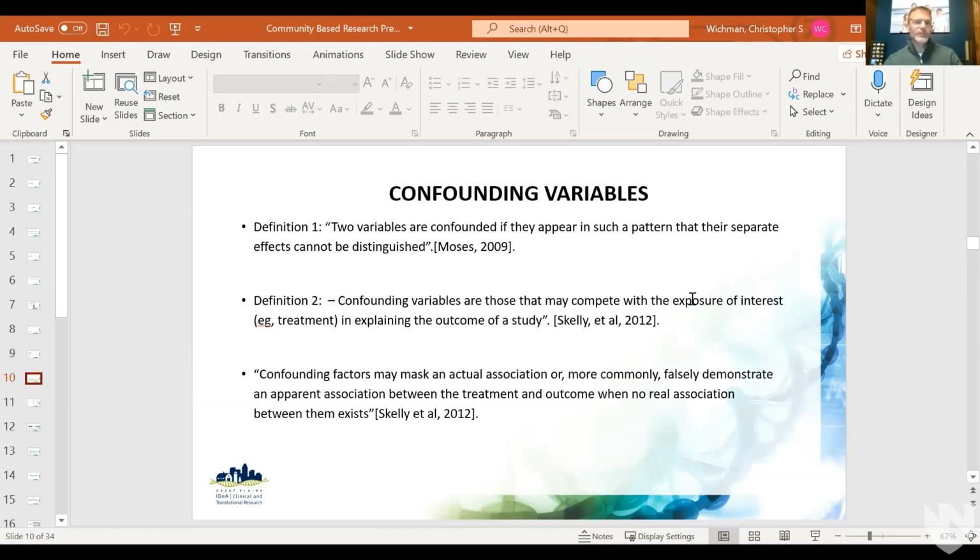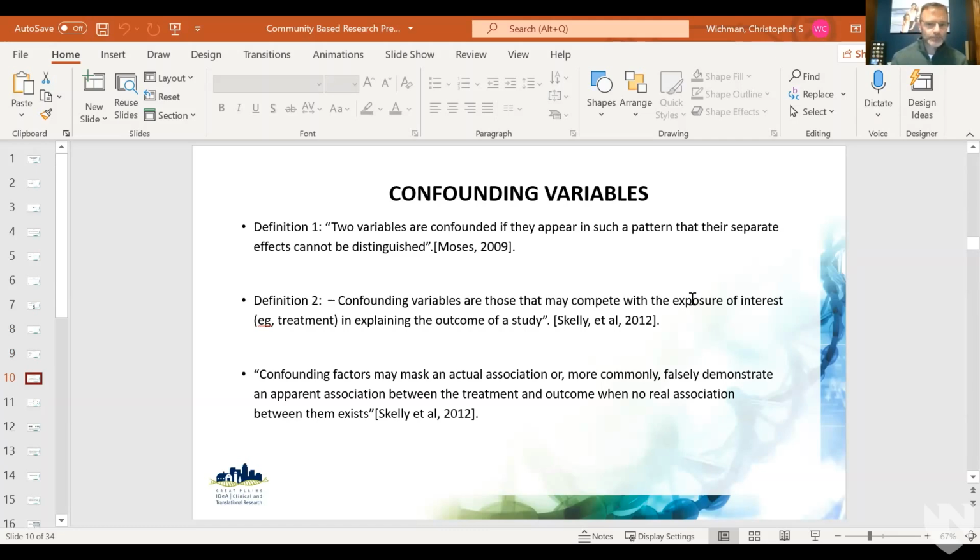So the confounding variables have a couple of different definitions, and it probably depends on your discipline as to which one you're most used to dealing with. The first definition comes from Moses in 2009: two variables are confounded if they appear in such a pattern that their separate effects cannot be distinguished. When I was brand new to statistics, this is the way I was trained. I have two factors, and the way they were actually applied, I can't distinguish them entirely. I don't have enough information to truly separate the effect of A from the effect of B.